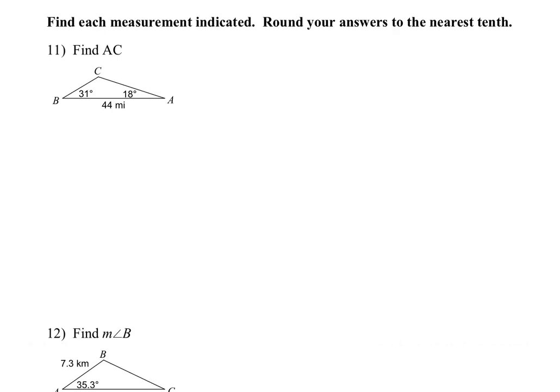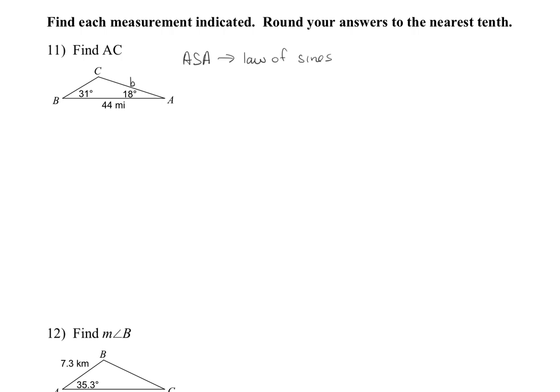For question 11, find the distance from A to C, the side length between A and C. Since it's across from angle B, I'm just going to call that side B. We need to find the length of side B. Now we've been given two angles here and the side in between them. So this is angle side angle, and that's a case of the law of sines.